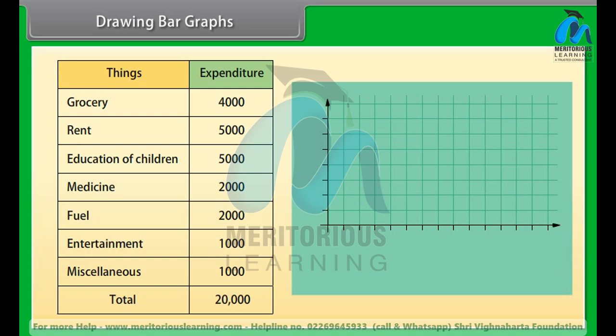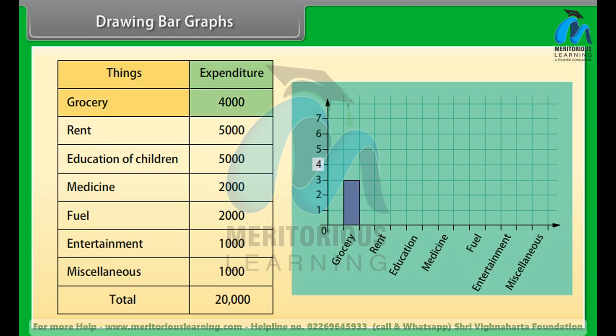For making the bar graph, we use the things given on the horizontal axis and expenditure on the vertical axis. Mark the things and the expenditure on both the axes. Here 1 means 1,000, 2 means 2,000. Now to represent our first thing, that is grocery, we have to make a bar of unit 4. Similarly, other things are represented, leaving a gap of 1 unit in between 2 consecutive bars.